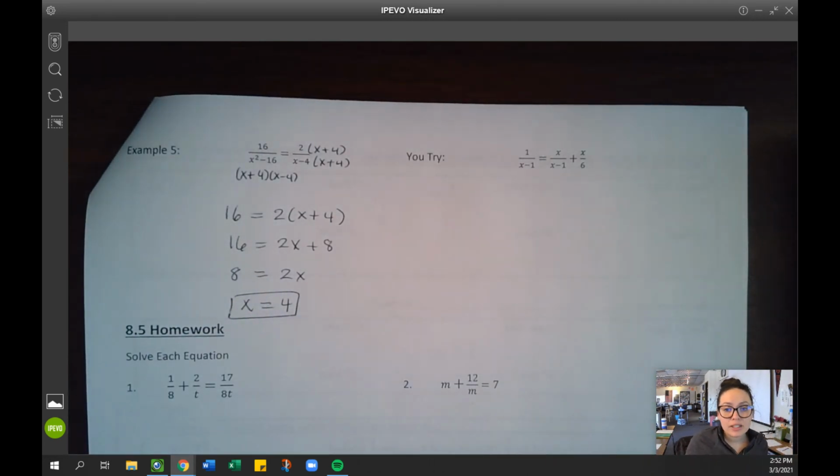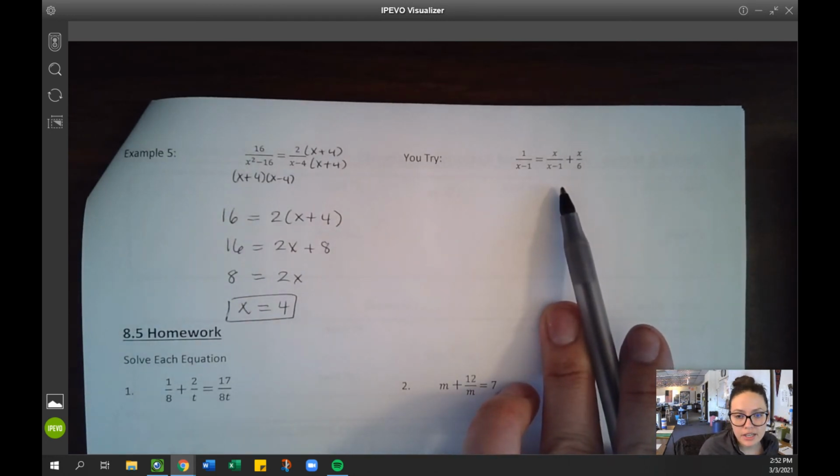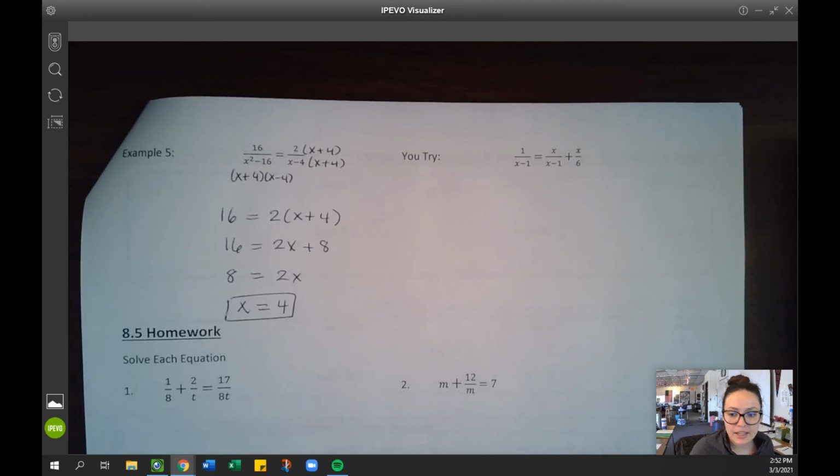Okay, I would like you to give this one a try. So pause the video, see how you do on your own, and then come back and we'll see how it goes.